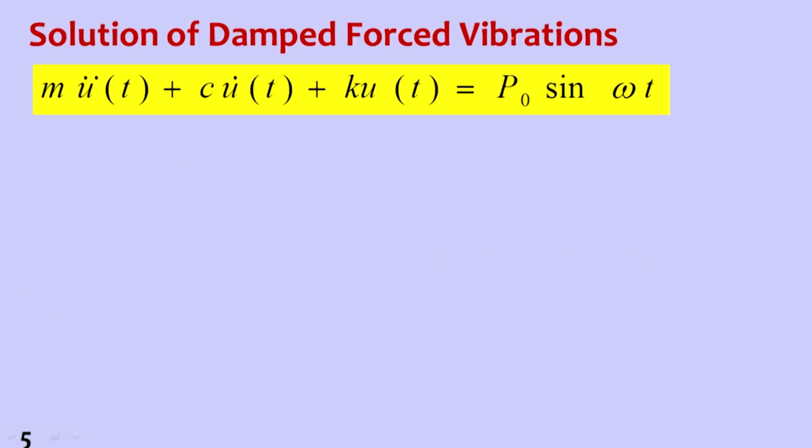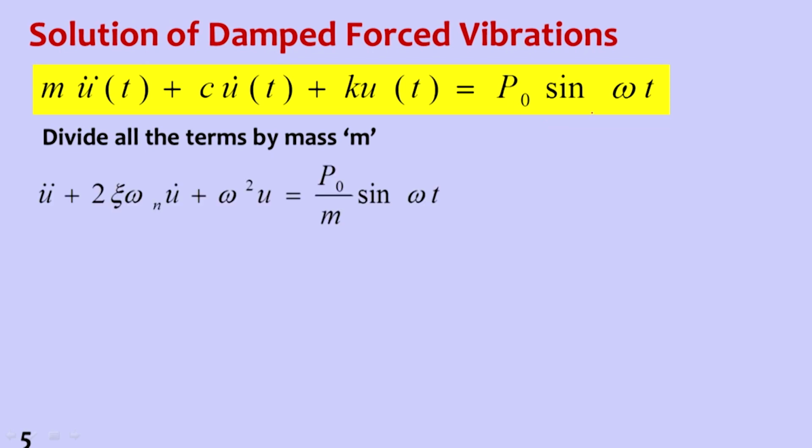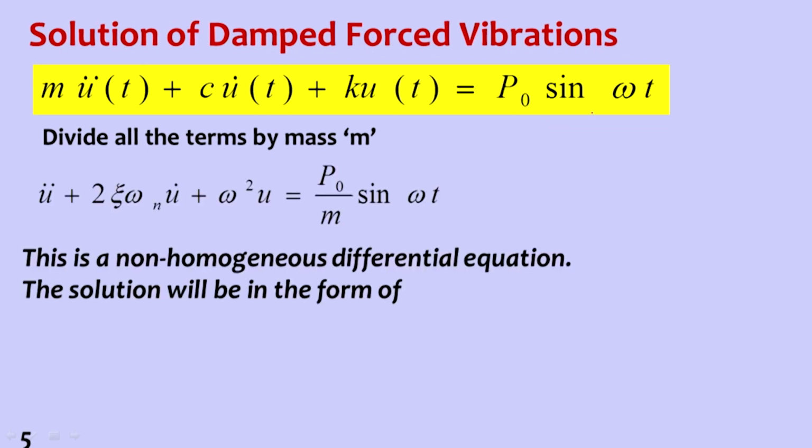So this equation of motion consists of two parts. The equation of motion has a non-zero term on the right hand side. So since it has a non-zero term, we call it a non-homogeneous differential equation. This is a linear differential equation with constant coefficients, non-homogeneous type.